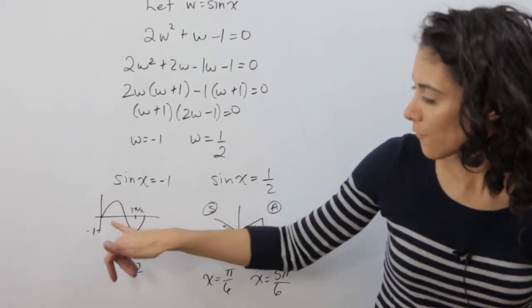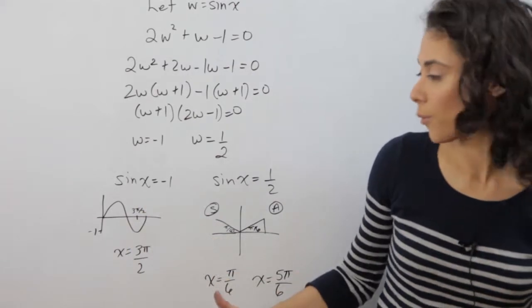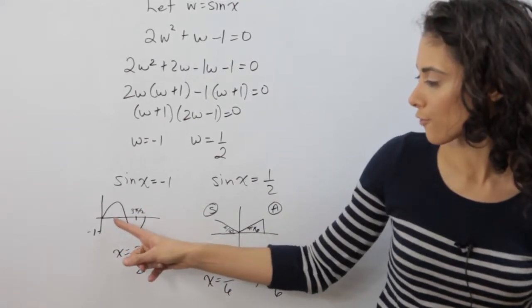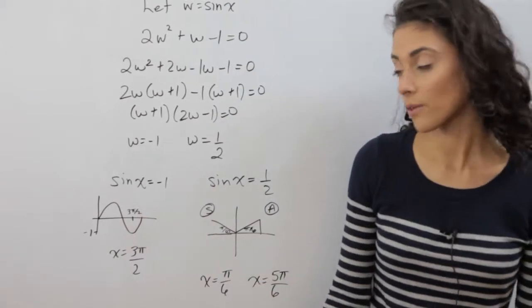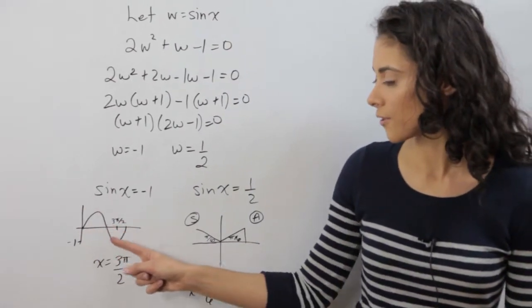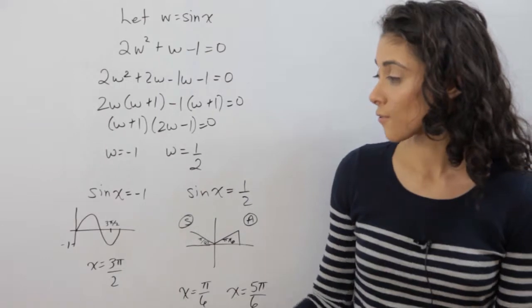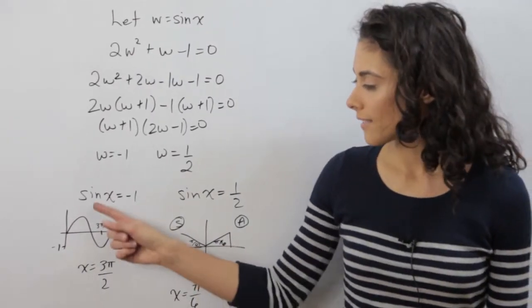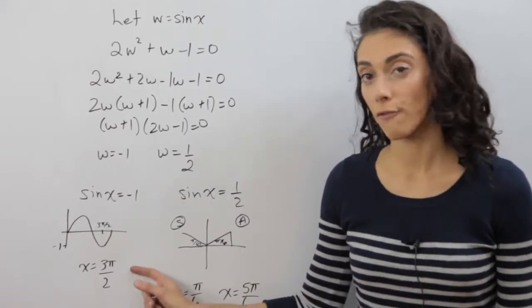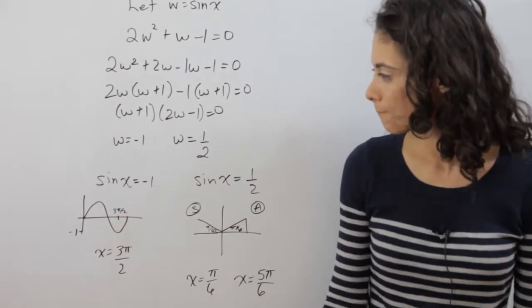This is a special one. If you remember the sine graph, it has 5 key points at 0, pi over 2, pi, 3 pi over 2, and 2 pi. Those are the spots where sine is equal to 0, 1, 0, -1, and 0. So this is a rare example in which there's only one solution to this equation. Sine equals -1 at only 3 pi over 2. You can see so from the graph.